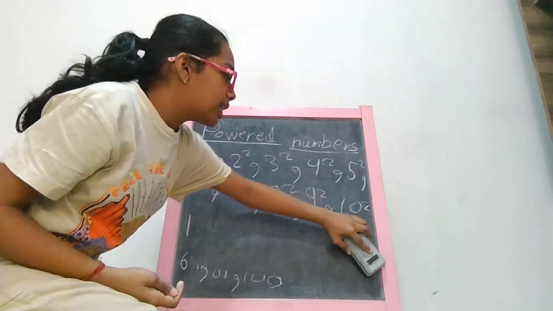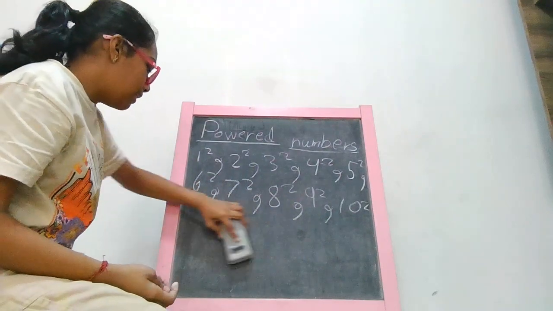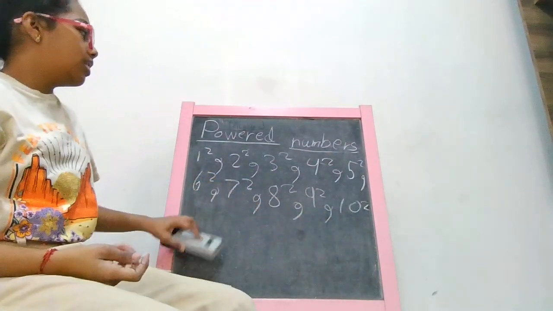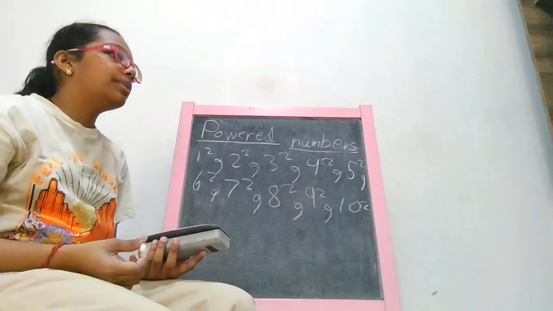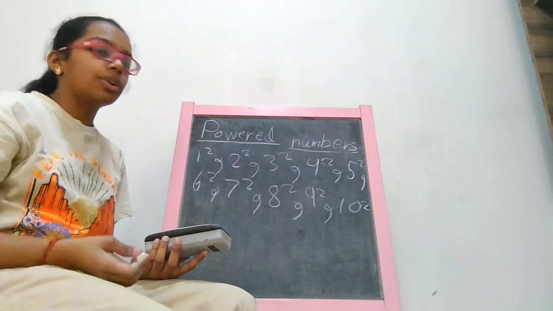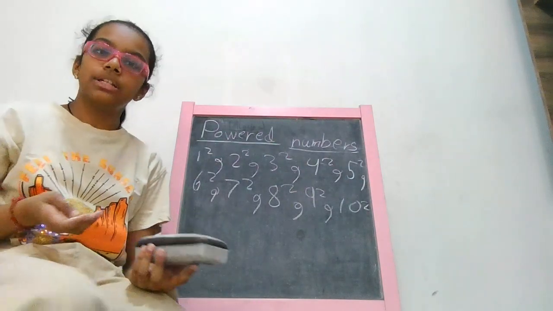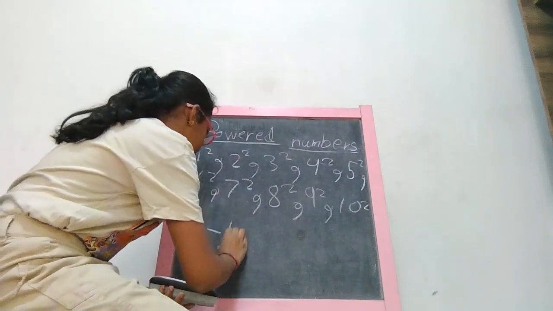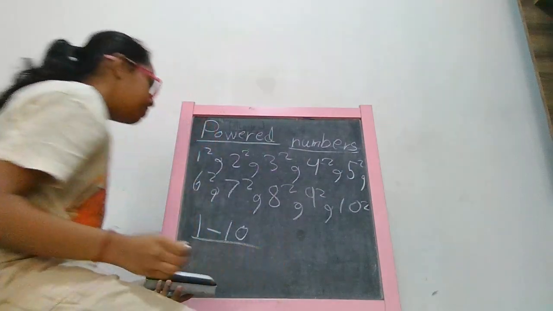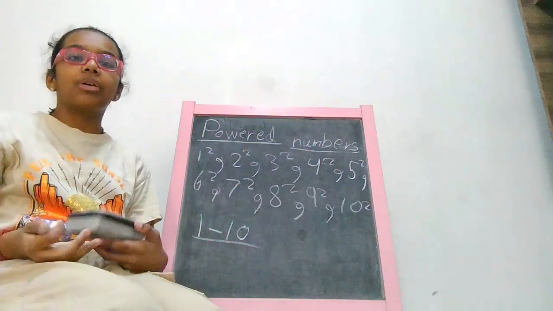Now, what if I give you a question? Tell me 3 squared numbers between 1 to 10. Tell me 3 squared numbers between 1 to 10. Now what will you give me as the answer?